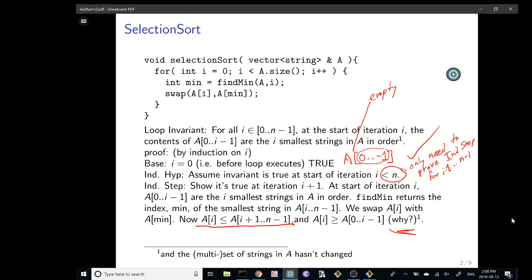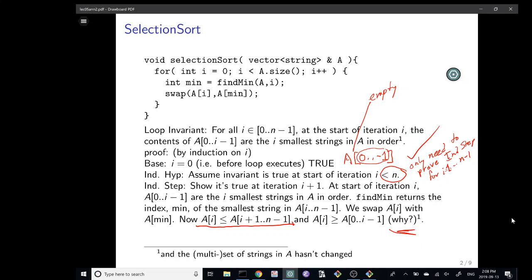I'm asking why about this. About the last inequality. Why is it true that AI is greater than or equal to A0 through AI minus 1? This is required because we want to prove that the array is sorted and also that the first I, or I plus 1, locations are the smallest. We need to show that AI is in the right sorted order, and so it has to be the biggest of all of the elements A0 through AI minus 1. It has to be greater than or equal to them. Why?